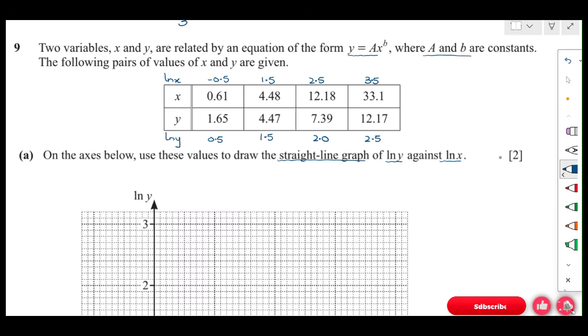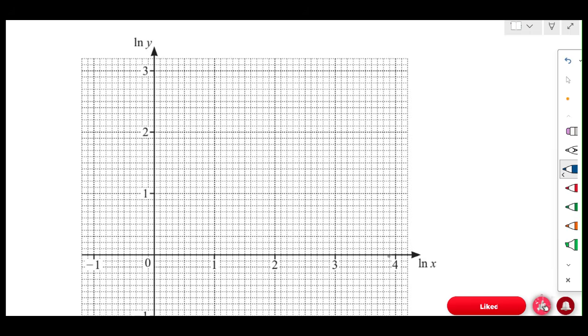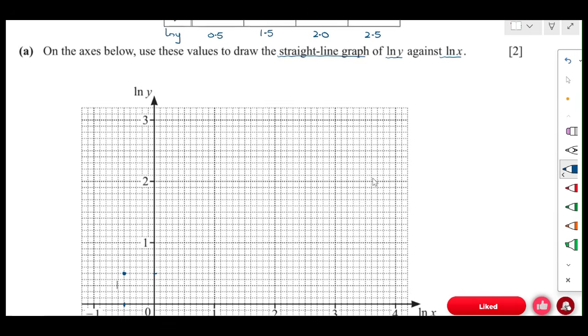We can easily plot the straight line graph. When natural log of x is minus 0.5, natural log of y is 0.5. So you can see this is natural log of x and this is natural log of y. Negative 0.5 is over here, 1, 2, 3, 4. And the other one is positive 0.5, so 1, 2, 3, 4, 5 over here. So this is the first point.